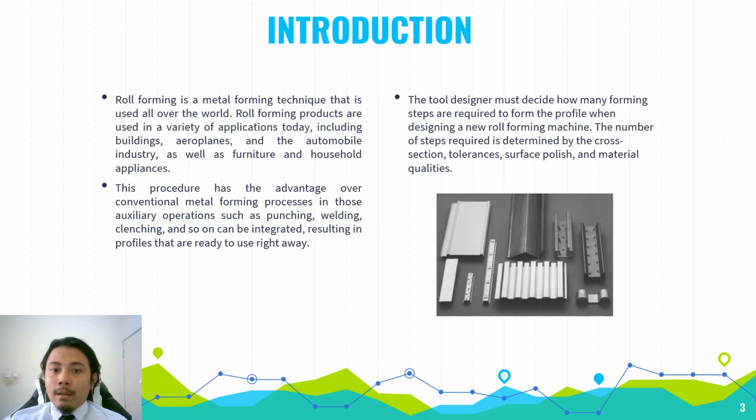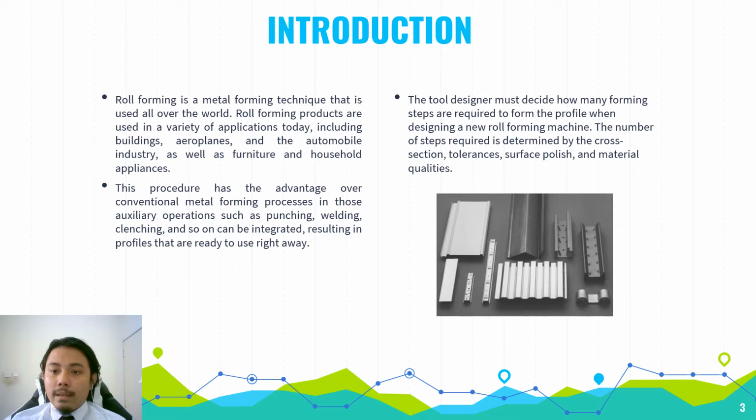Introduction. Roll forming is a metal forming technique that is used all over the world. Roll forming products are used in a variety of applications, including buildings, aeroplanes, and the automobile industry, as well as furniture and household appliances. This procedure has the advantage over conventional metal forming processes in that auxiliary operations such as punching, welding, clenching, and so on can be integrated, resulting in profiles that are ready to use right away.